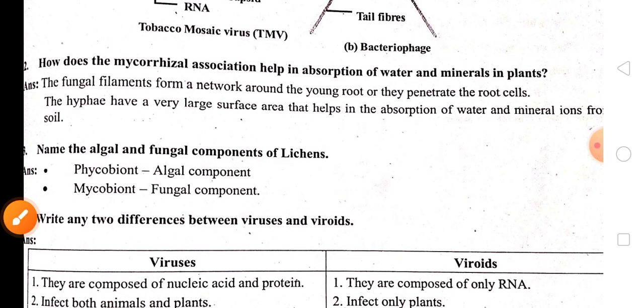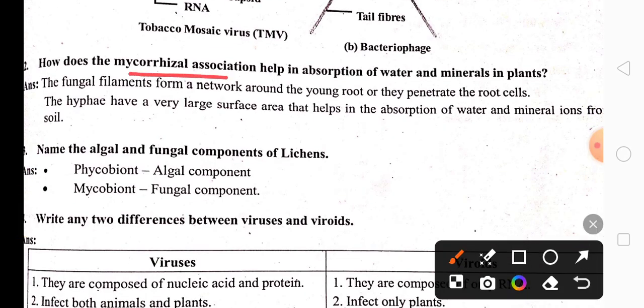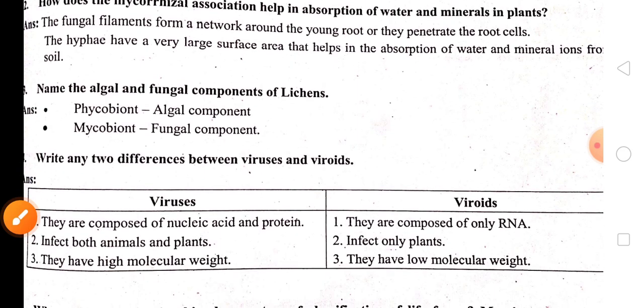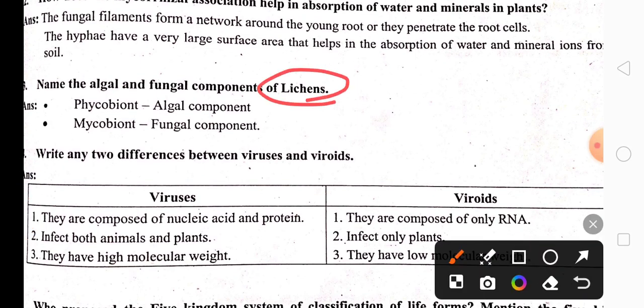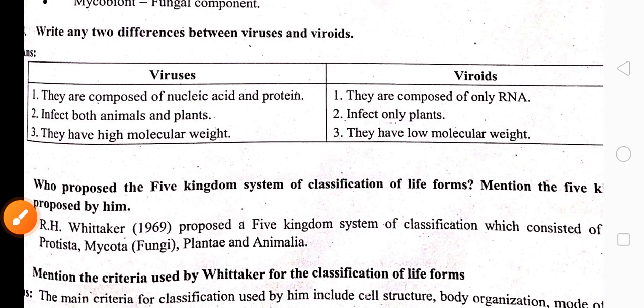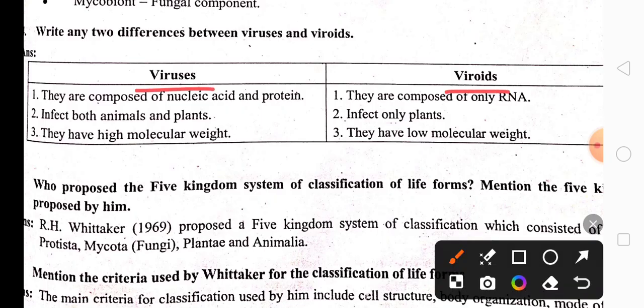Then remember mycorrhiza, it is the association of fungal filaments with the roots. And remember lichens, a symbiotic association of algae and fungi: the algal component is called phycobiont, and the fungal component is called mycobiont. Difference between virus and viroids is very important. In viruses we can find both nucleic acid and protein, whereas in viroids we can only find RNA without protein.